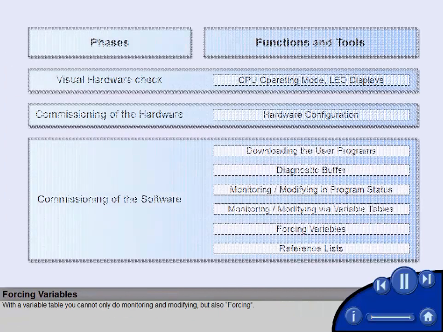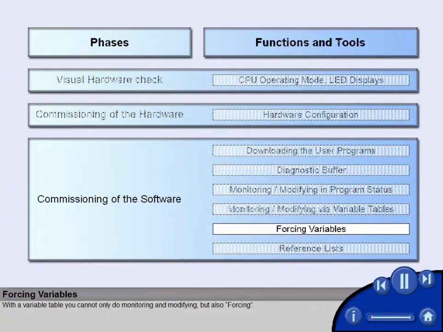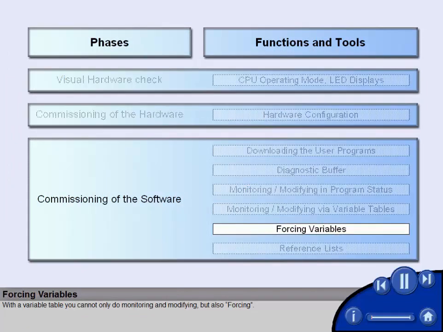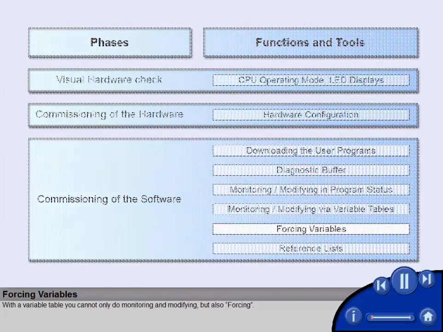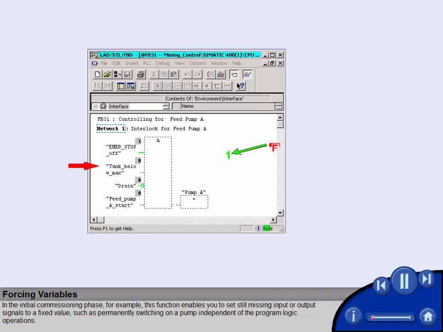With a variable table, you can not only do monitoring and modifying, but also forcing. In the initial commissioning phase, for example, this function enables you to set still missing input or output signals to a fixed value, such as permanently switching on a pump independent of the program logic operations.